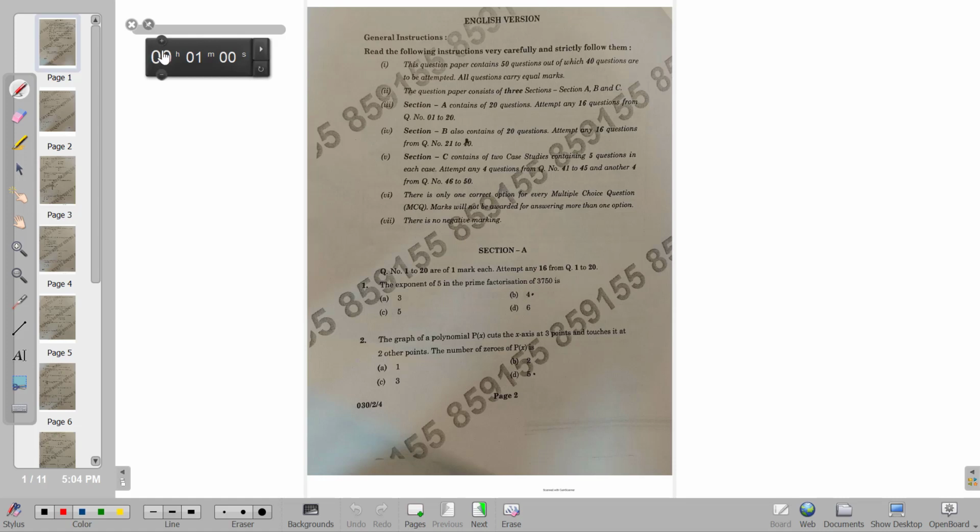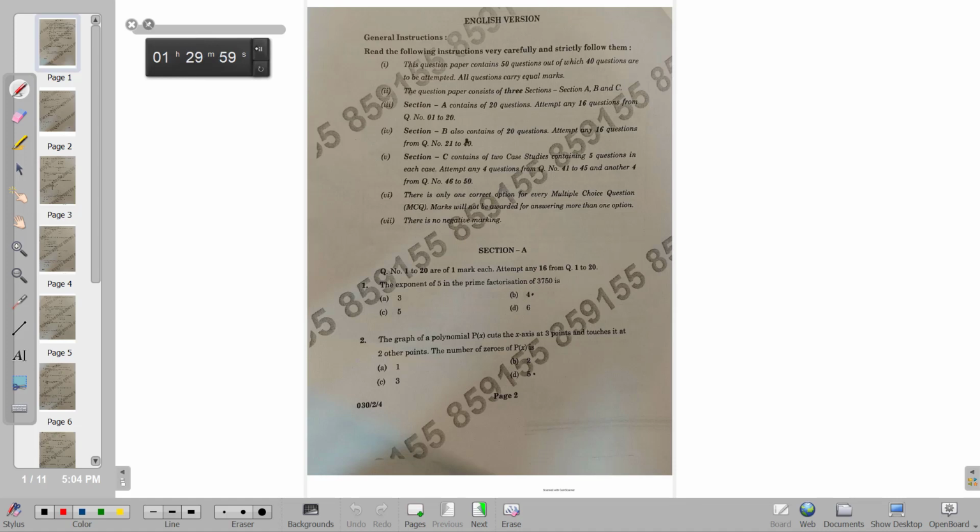And let me set the timer over here. This would be 1 hour, 30 minutes. Okay, so let's see how we solve, and we can do a quick comparison with the answer key which was released officially by CBSE at the end.